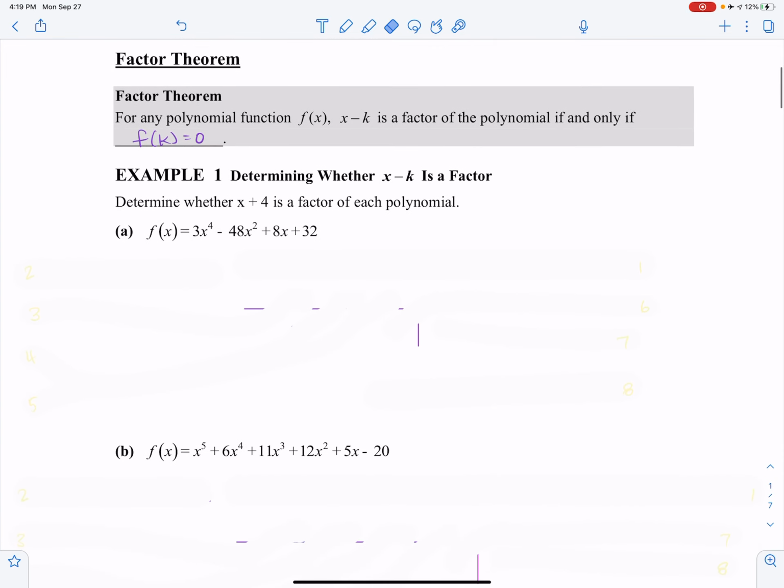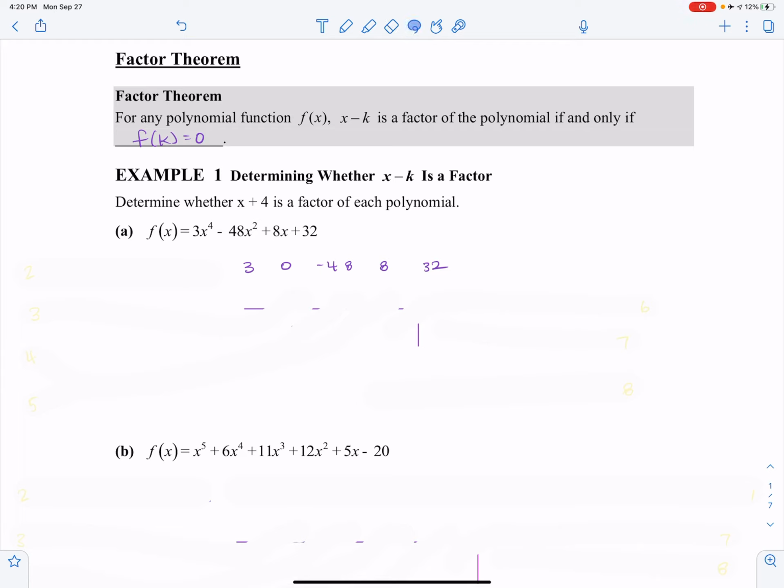So take a look at example number one. It says determine whether x plus 4 is a factor of each polynomial. So the first thing that we're going to do, we're going to use synthetic substitution on this. And we're going to list out our coefficients. Don't forget that you have a zero placeholder for the x cubed term, since there is no x cubed term.